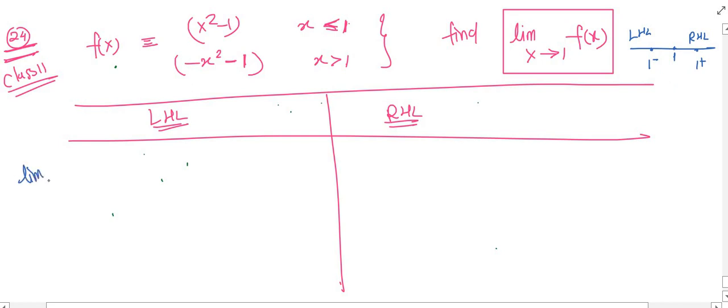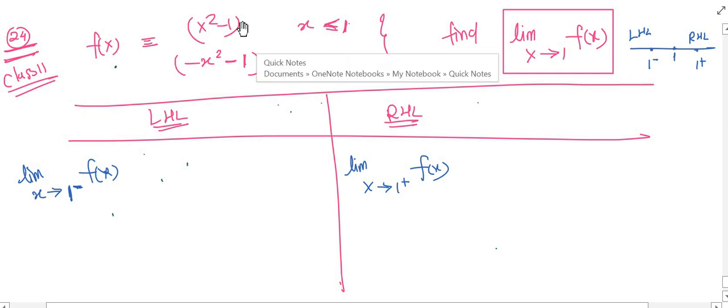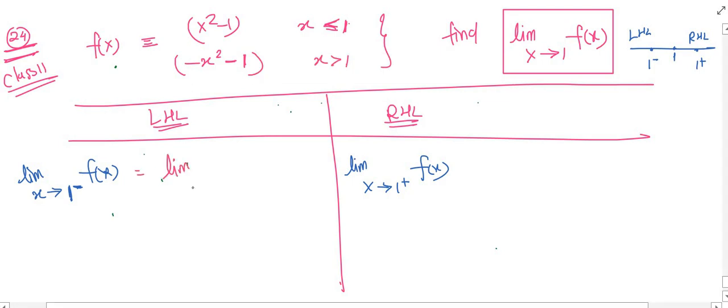So how we represent it is limit x tending to 1 minus. This is LHL, that is how we show LHL. And here x tending to 1 plus of f(x). This is RHL. So 1 minus means very close to 1 but less than 1. Which definition should we take for less than 1, first or second? We should take the first one. So it will be limit x going to 1 minus of x square minus 1.